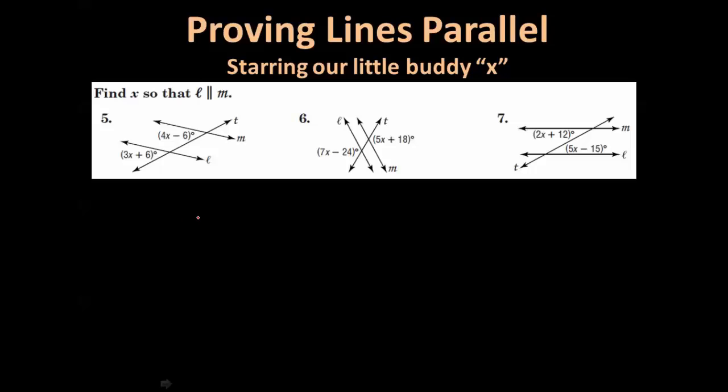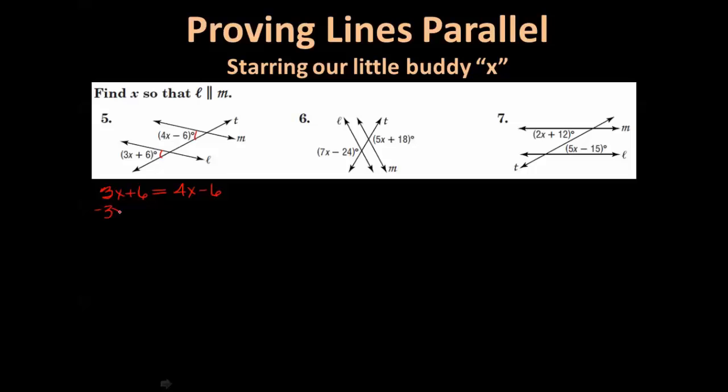All right, proving lines parallel. Now when you're going to prove them parallel, that means that you're going to prove that those angles are congruent, and if they're congruent, it'll prove that L is parallel to M. So remember, these are corresponding angles, which means they should be congruent. So what we're going to do is we're going to say that 3x plus 6 is equal to 4x minus 6. It has to be if they're congruent.